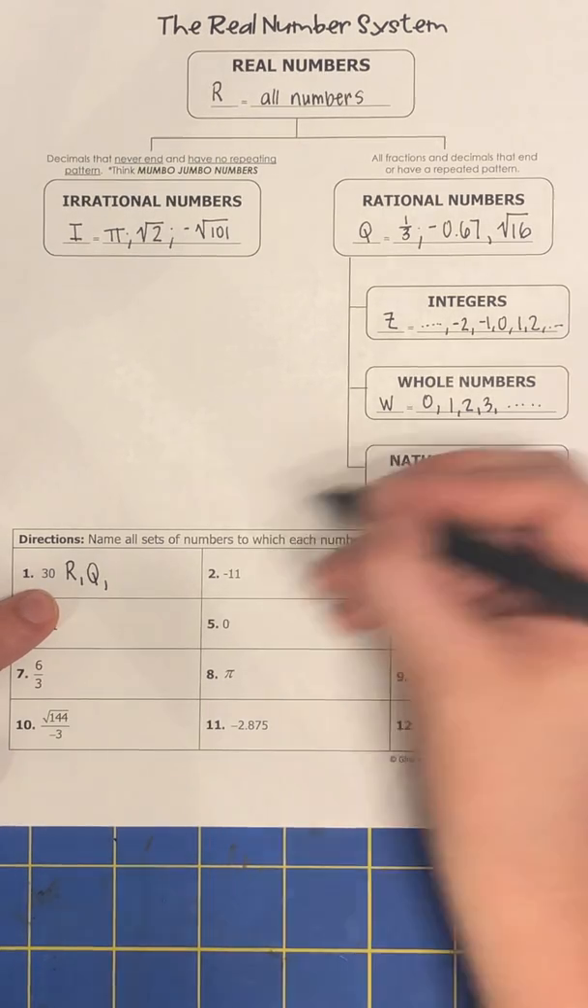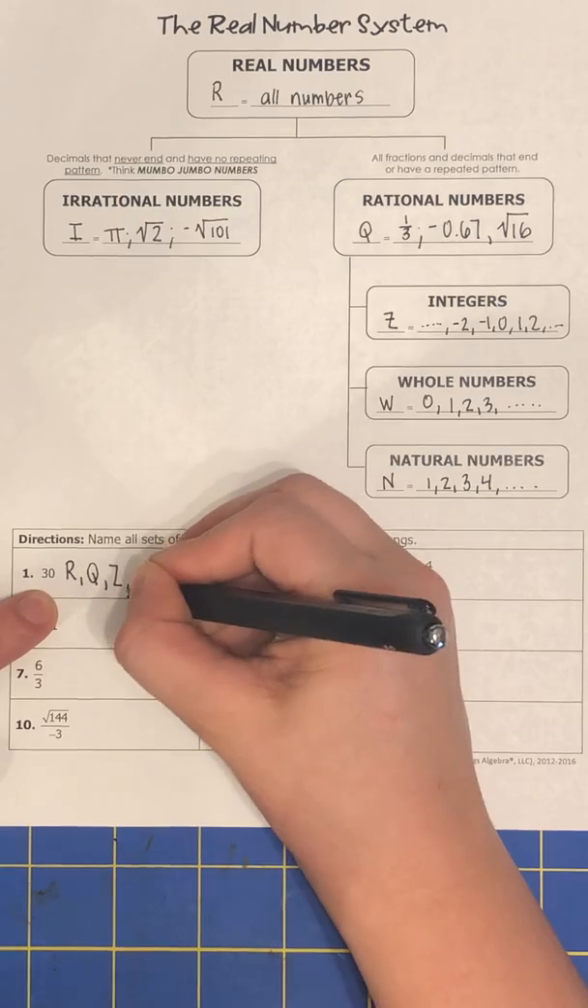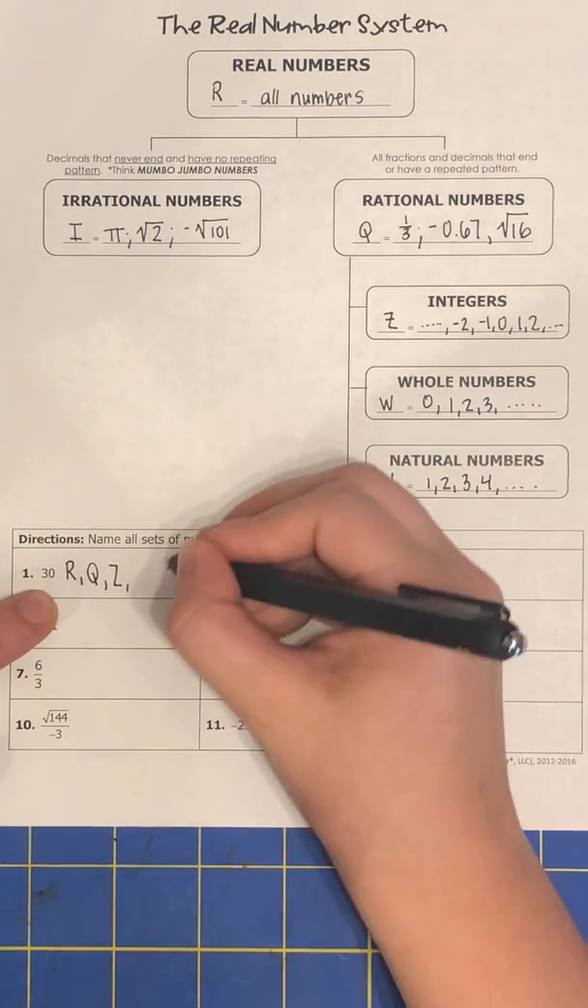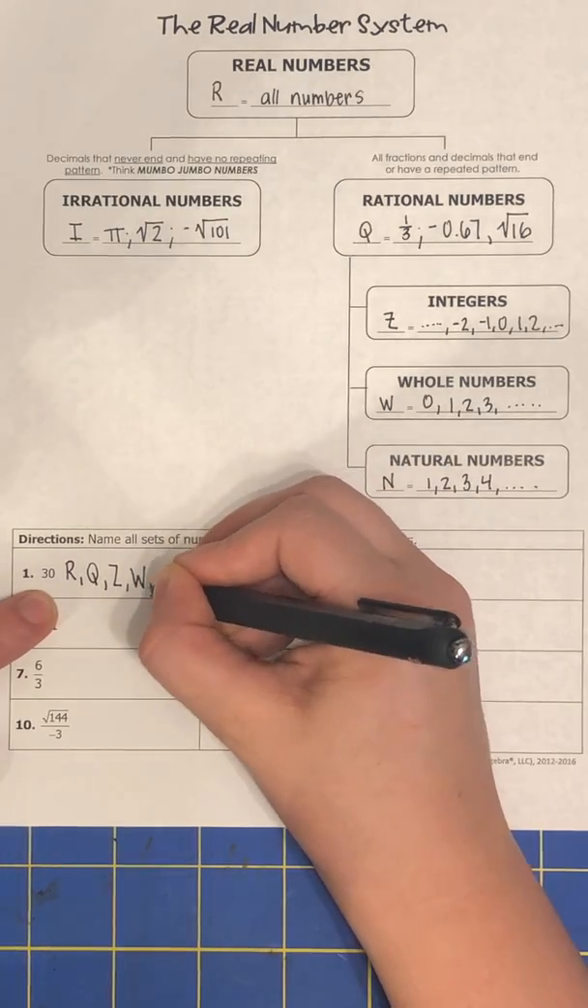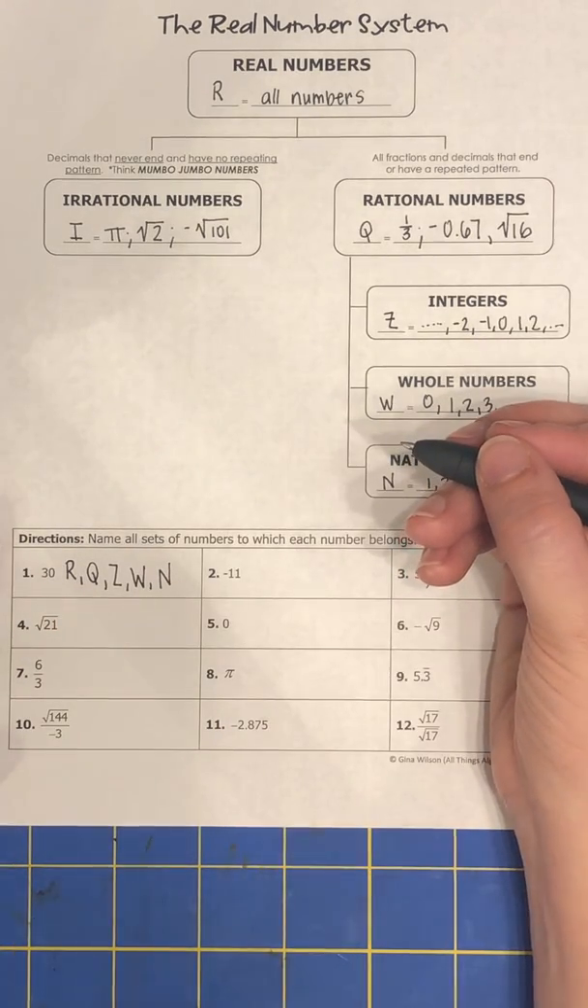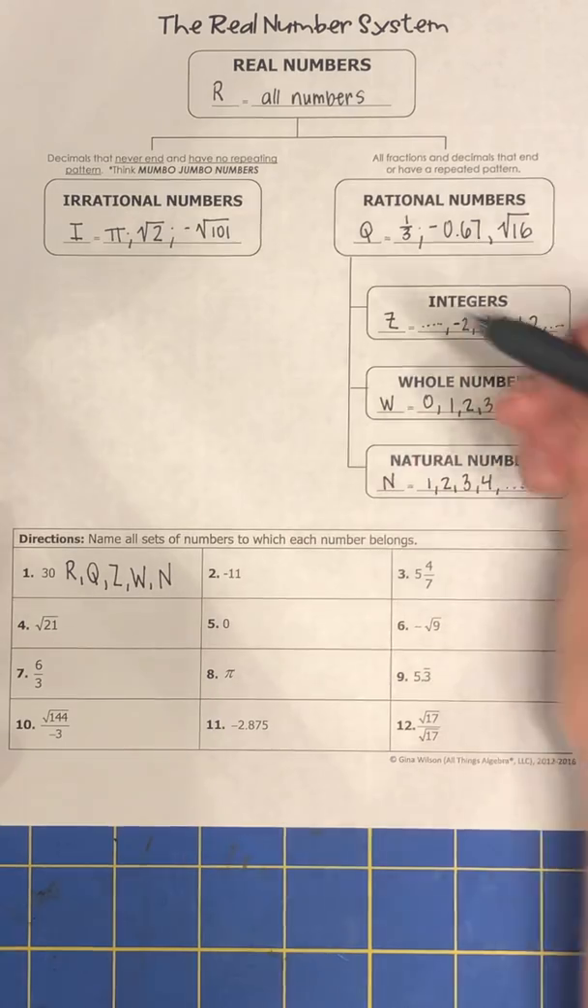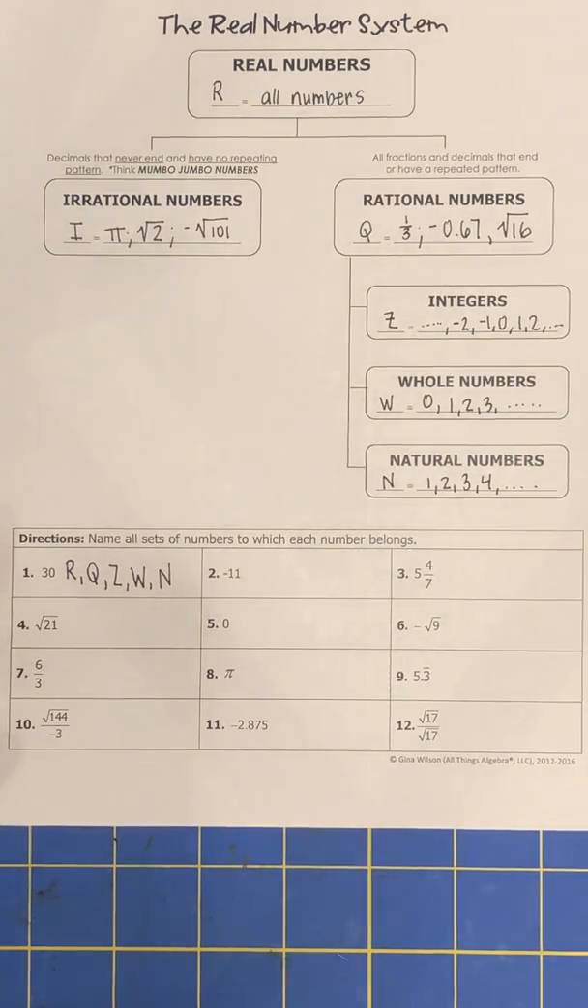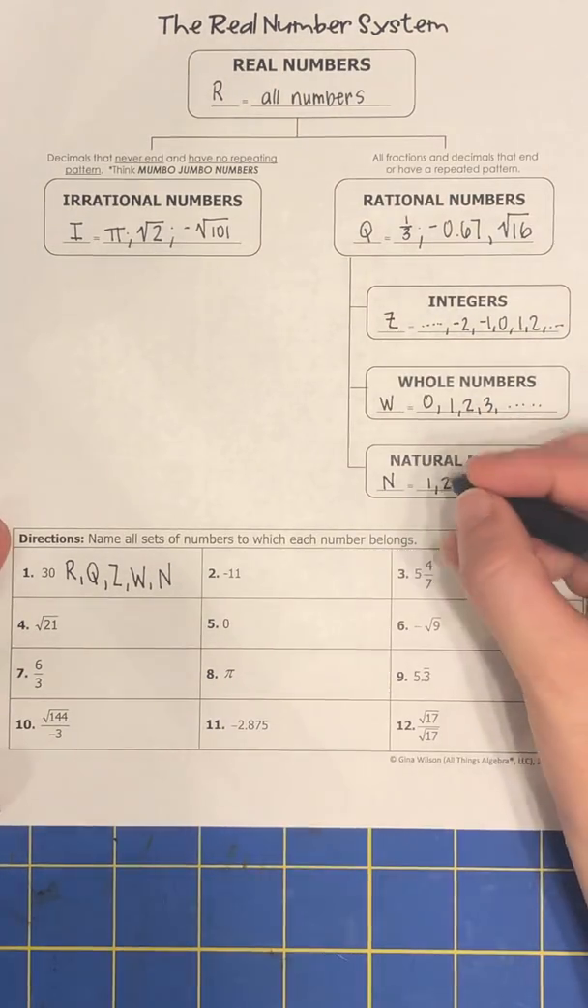It also qualifies as an integer and a whole number. And it also qualifies as a natural number, a number greater than 0. So that was number 1. So I kind of have to go down each one of the list of things and see.